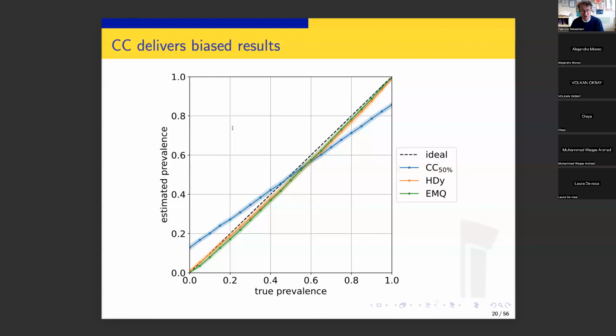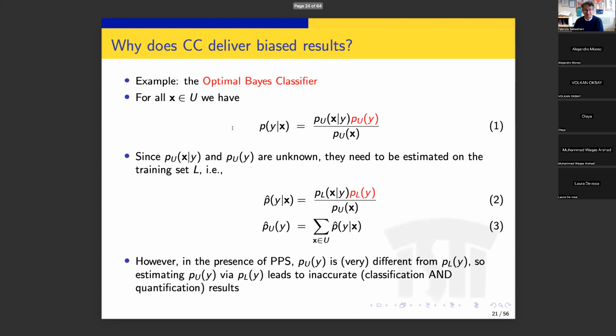Instead, here you see three different systems compared. Again, we have our classify and count trained on 50% of the data, and on the same data we have two different quantification systems, HDY and EMQ. These are two important systems that Alejandro will discuss in the next class. And you can see that their curves mirror the ideal quantification system much better. So you can see that there is a point in studying quantification systems here.